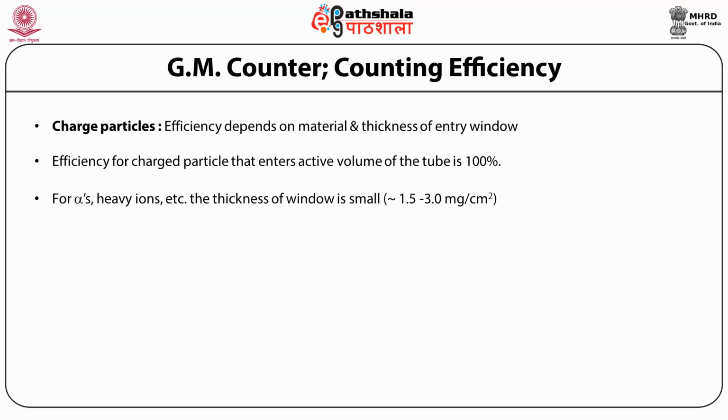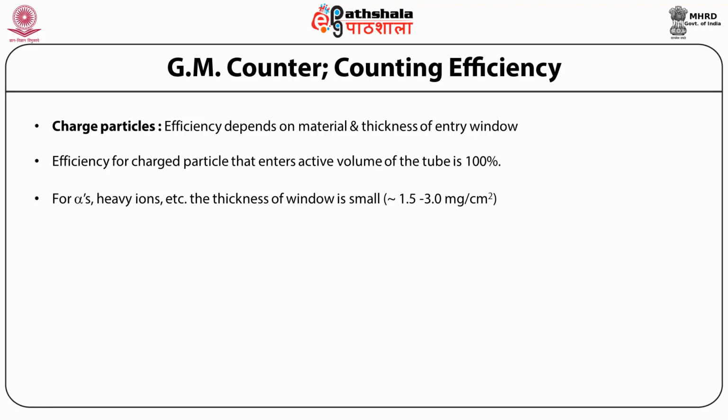It means when the charged particle enters the tube, at the entrance of the tube we have a thin window. So the first condition is that the charged particle has to pass through that window, meaning it should have sufficient energy and should lose a little bit of energy in passing through the window and entering the detector. So the first condition is that a charged particle can be detected and counted using a GM tube only when it has sufficient energy to enter the window. This ability depends upon the material and thickness of the entry window.